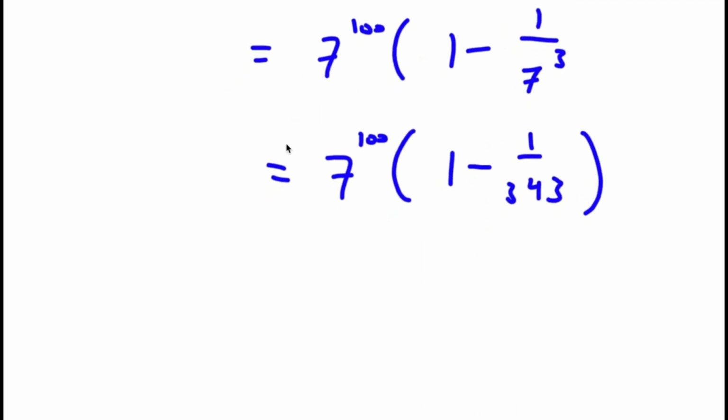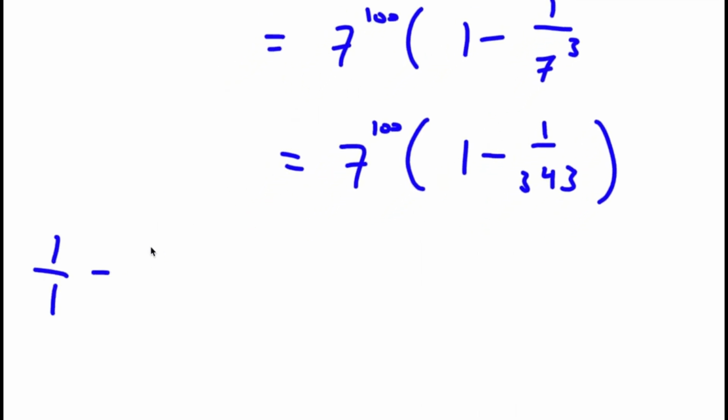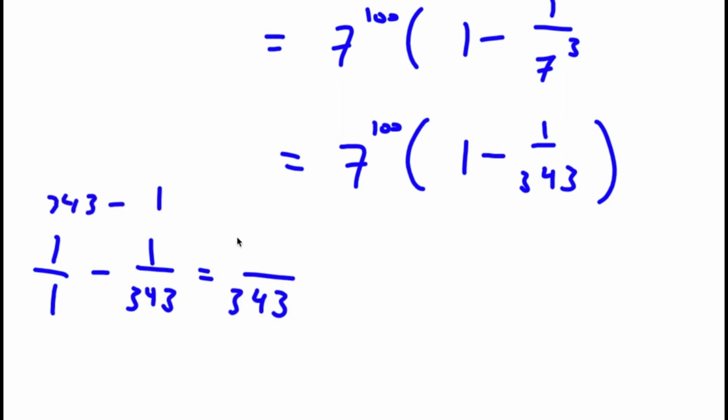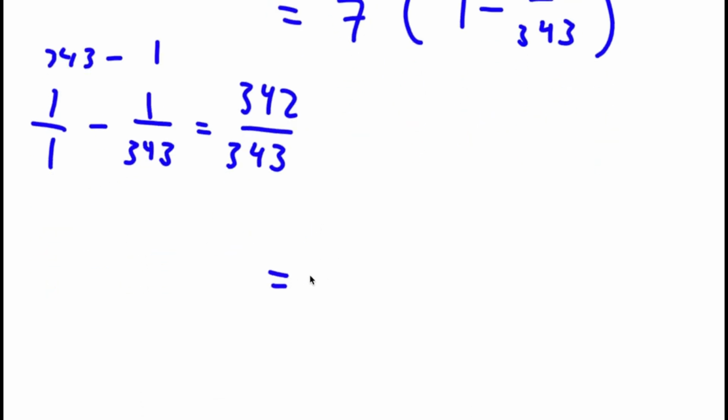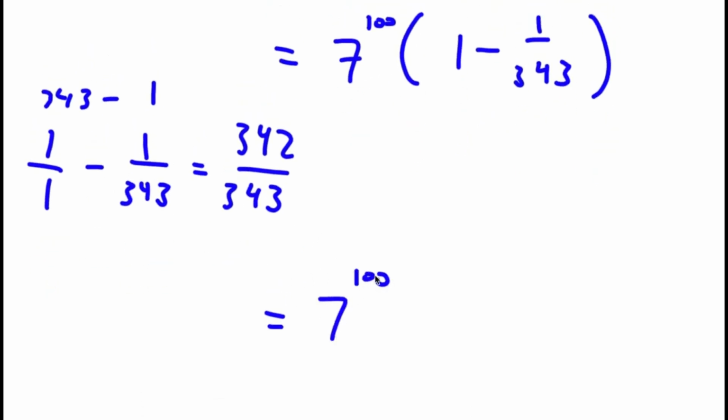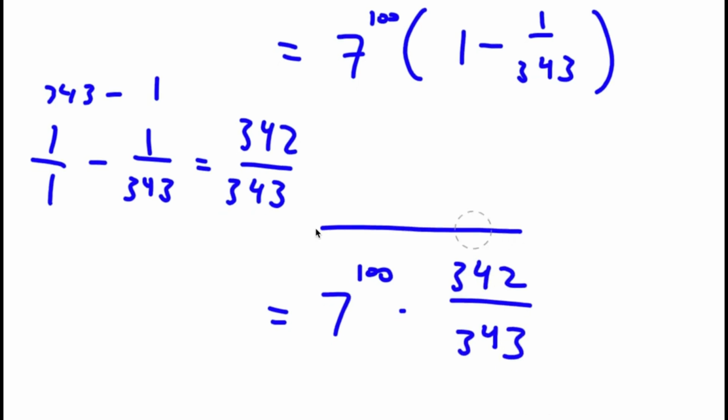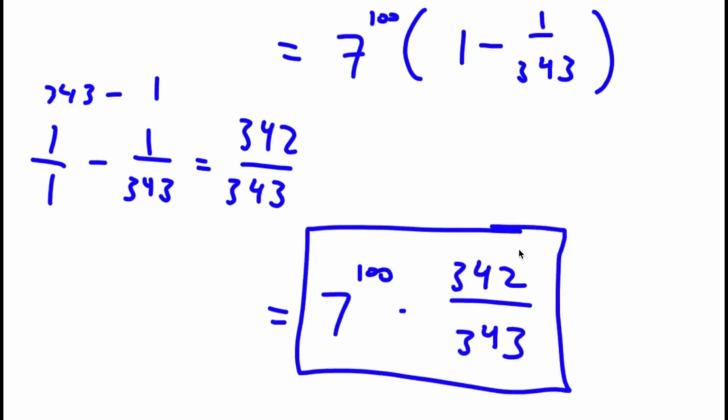Now 1 minus 1 over 343, we could go ahead and do that over here. 1 times 343 is 343, minus 1 times 1 is 1. So I have 342 over 343. So I have 7 to the power of 100 times 342 over 343. So this is another solution.